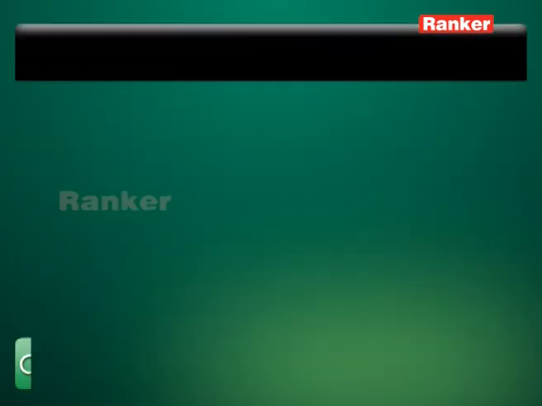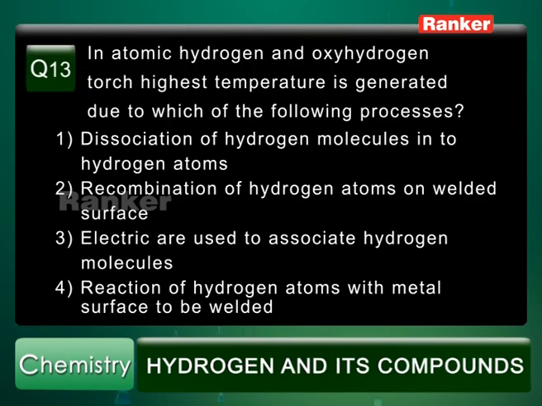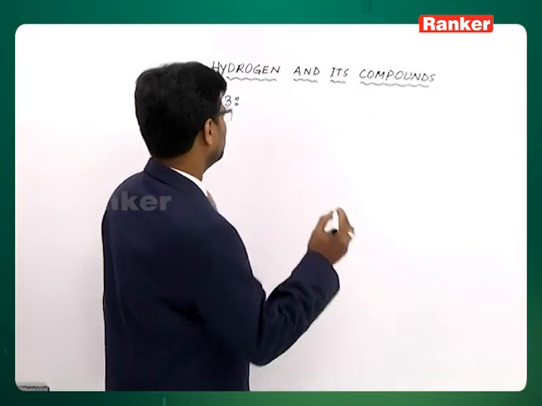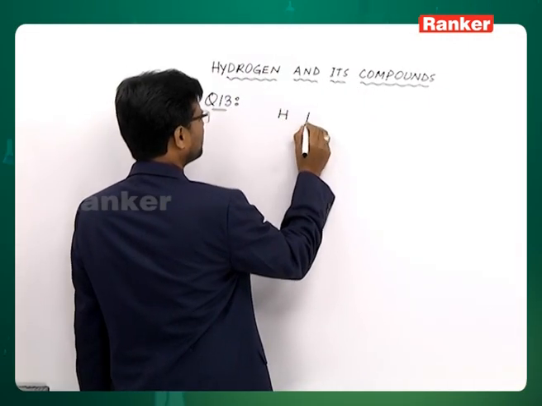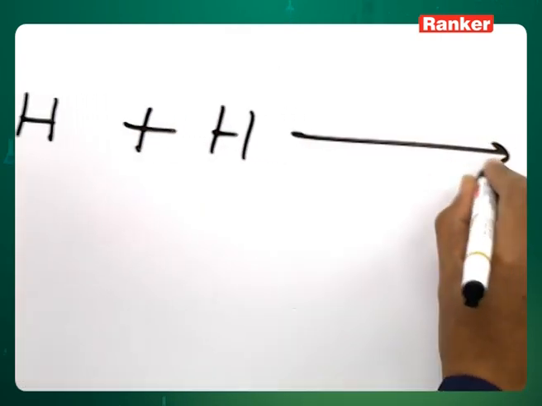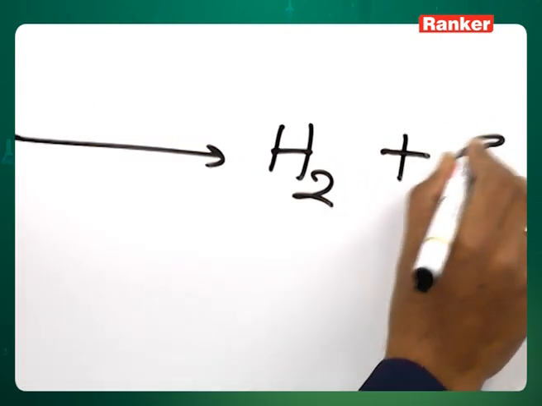Question number 13. In atomic hydrogen and oxyhydrogen torch, highest temperature is generated due to which of the following processes? Let's look at the options. First option, dissociation of hydrogen molecules into hydrogen atoms. Second option is recombination of hydrogen atoms on welded surface. Third option, electric arc used to dissociate hydrogen molecules. Fourth option is reaction of hydrogen atoms with metal surface to be welded. Look at the reaction which actually takes place. H plus H gives rise to H2 plus energy.